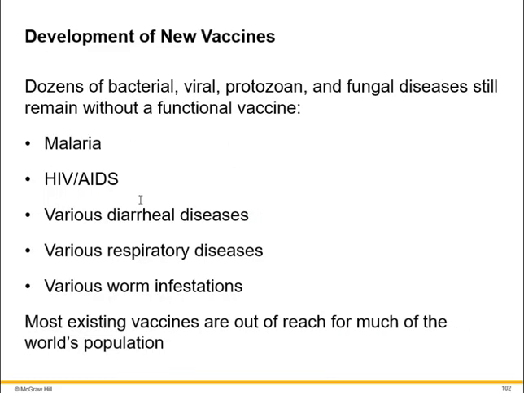So new vaccines, they're trying to make new vaccines for all these different viral diseases especially, but some other diseases that are affecting people in third world countries, especially diarrheal diseases and worm infections, malaria, HIV, AIDS. So all of these would help the people from getting these diseases in countries where they don't have a really good healthcare system. So that's going to be really important. And then some various respiratory diseases. But most existing vaccines are out of reach for much of the world's population. So it's really hard to get them and deliver them to them. So we've still got a lot of challenges ahead of us.